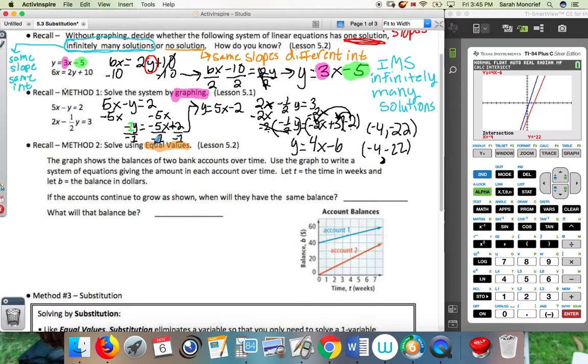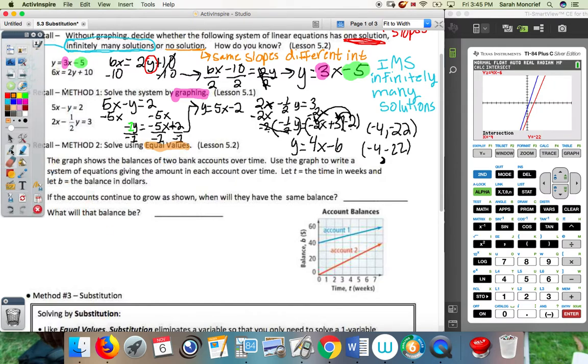So, the equal values method. Anyways, it says the graph shows the balances of two bank accounts over time. Use the graph to write a system of equations giving the amounts in each account over time. Let T equal the time in weeks and B equal the balance. So, we first have to write two equations here. Let's start with account 1, the blue line.